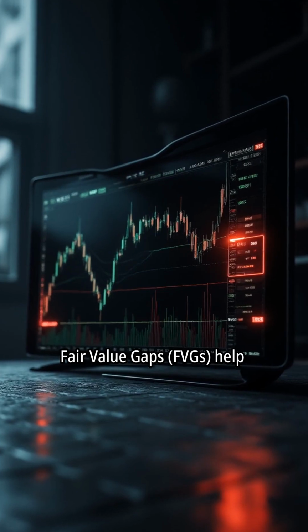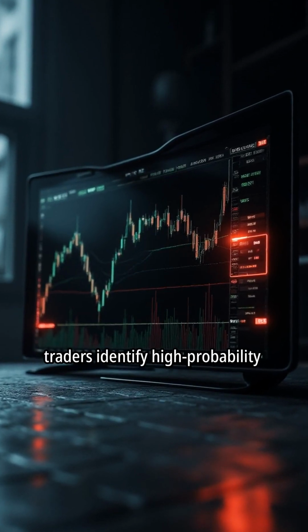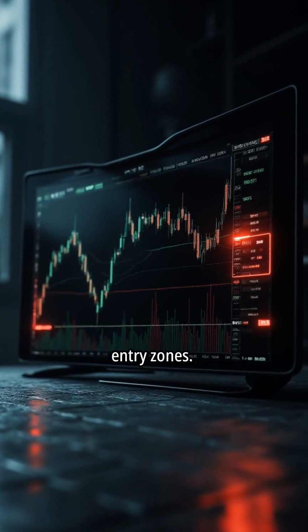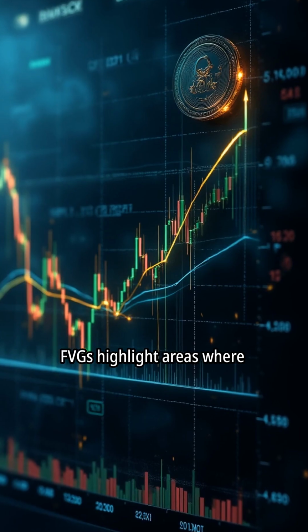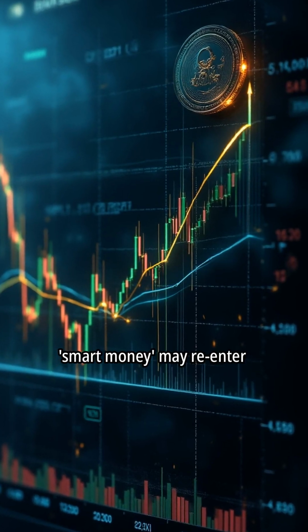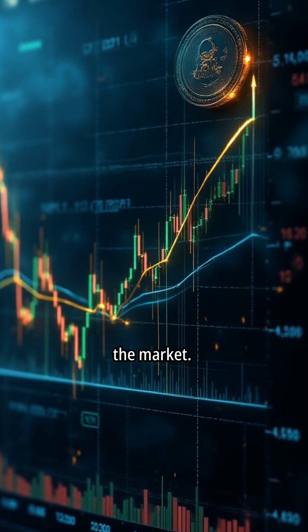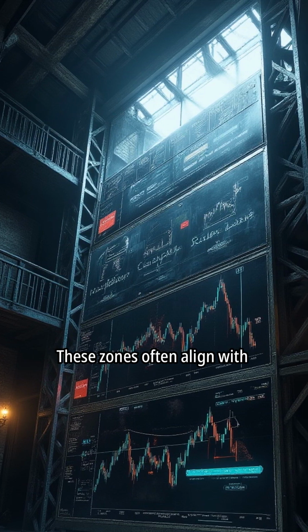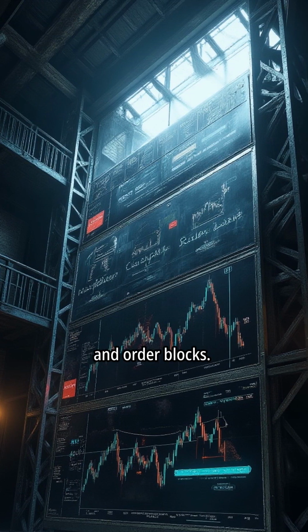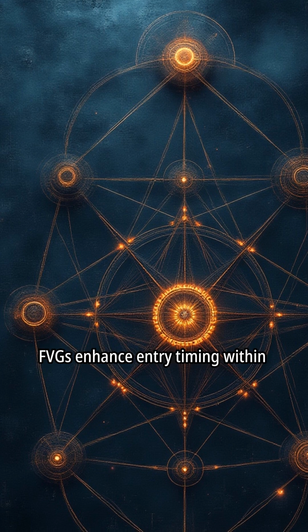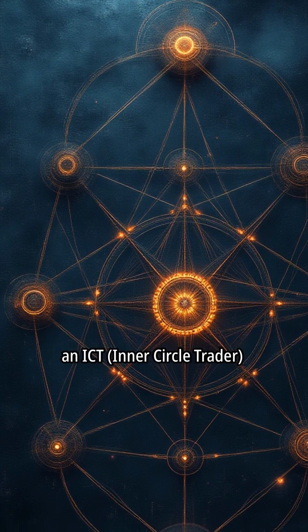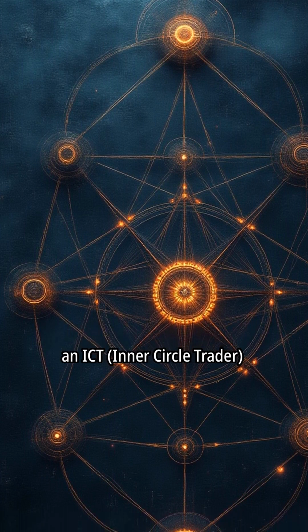Fair value gaps, FVGs, help traders identify high probability entry zones. FVGs highlight areas where smart money may re-enter the market. These zones often align with liquidity raids, market structure, and order blocks. FVGs enhance entry timing within an ICT, inner circle trader, strategy.